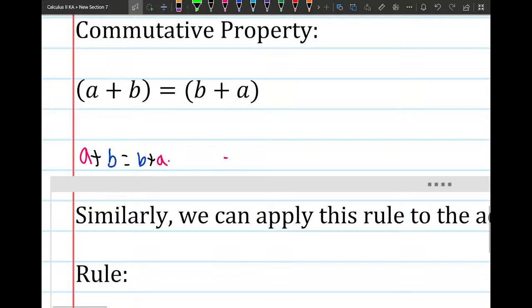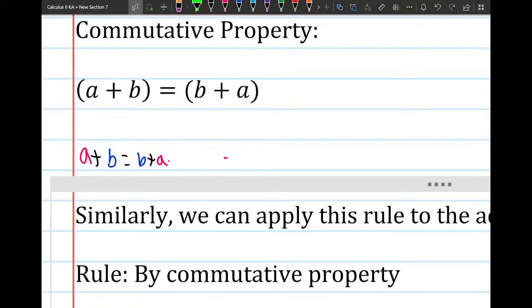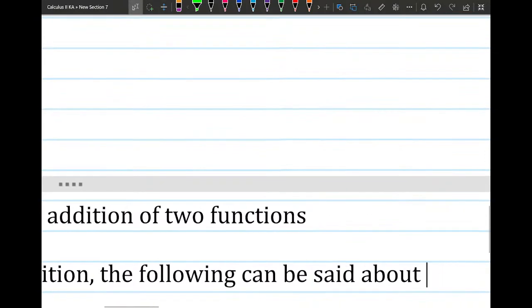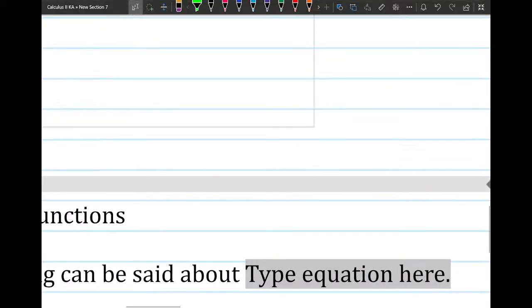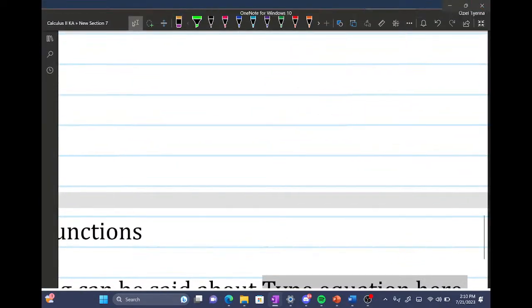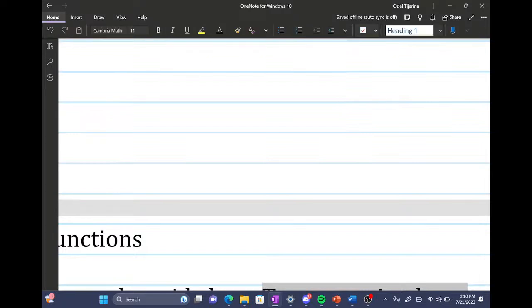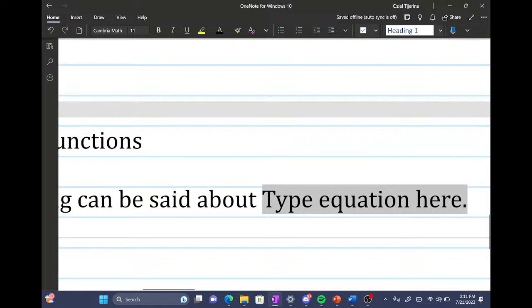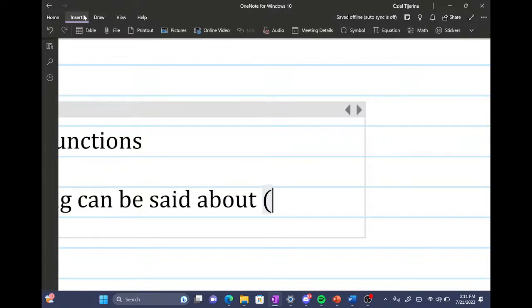And the rule is, by commutative property of addition, the following must be true, can be said about f plus g of x, because what I'm trying to say here, guys, is we can apply commutative property to this.